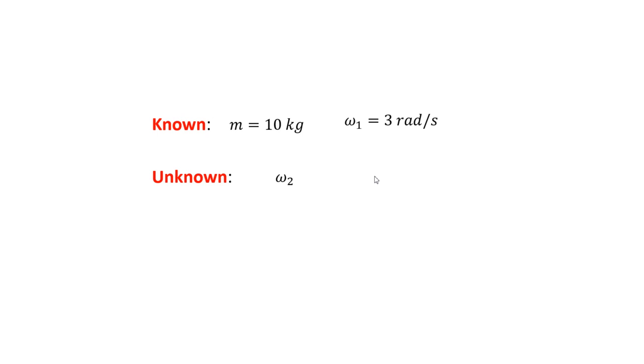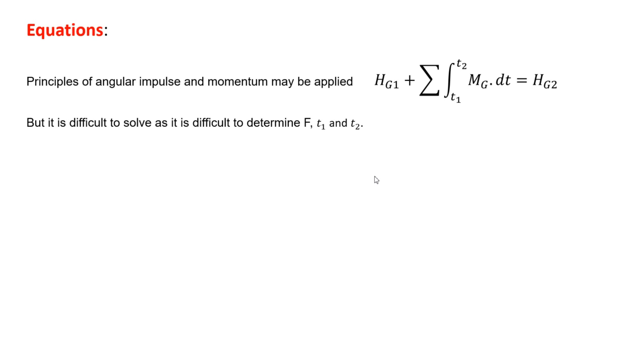Now we have the mass known and the omega 1 known. We don't know the omega 2. So we start by using the equation that we learned from the lecture slides. First, the principle of angular impulse and momentum may be applied.